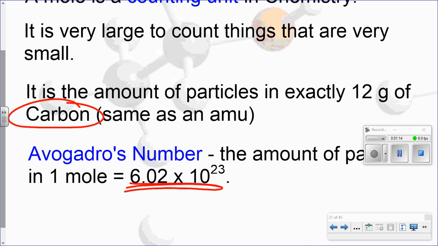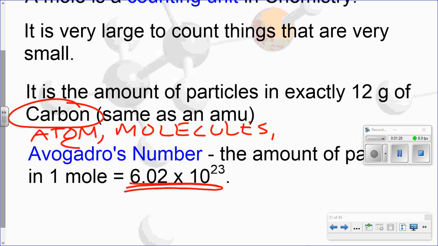If I had a mole of water molecules, so notice I just mentioned atoms, but now let's talk about water molecules. Molecules, of course, are combinations of elements. An atom is just a carbon, a molecule is water, and if I had a mole of water molecules, how many particles would that be? It would be 6.02 times 10 to the 23rd molecules of water. In other words, individual molecules.